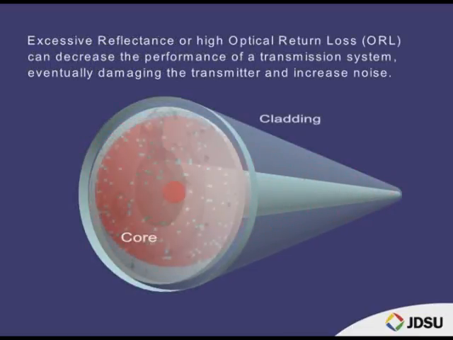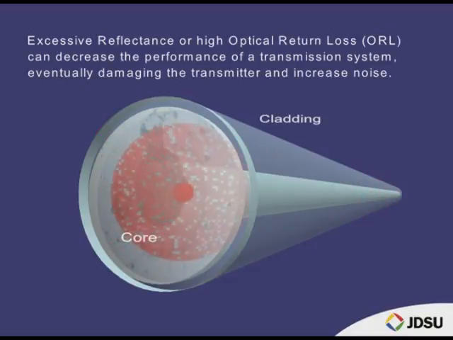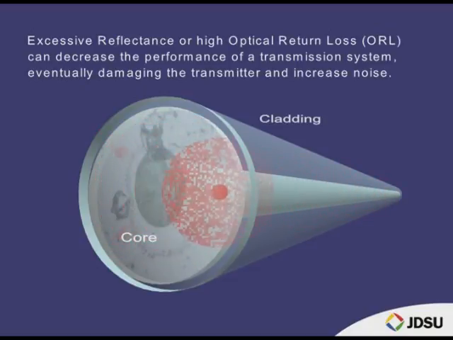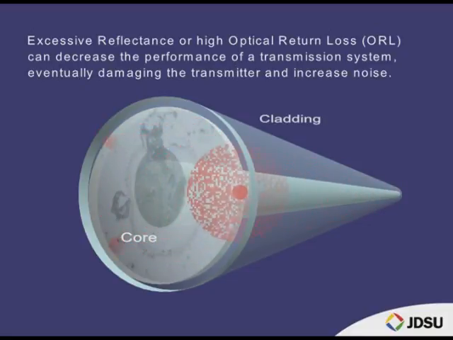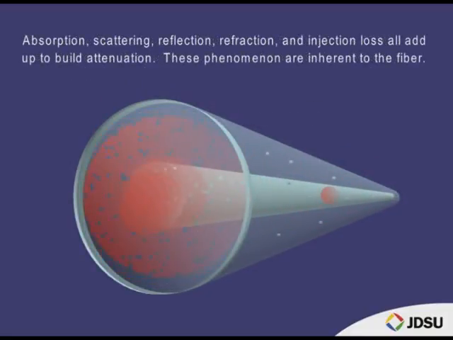Excessive reflectance or high optical return loss can decrease the performance of a transmission system, eventually damaging the transmitter and decreasing the signal-to-noise ratio. Absorption, scattering, reflection, refraction, and injection loss all add up to build attenuation. These phenomena are inherent to the fiber.